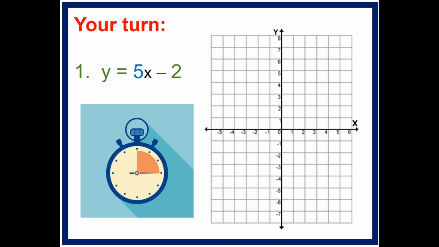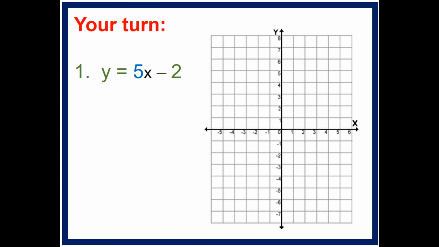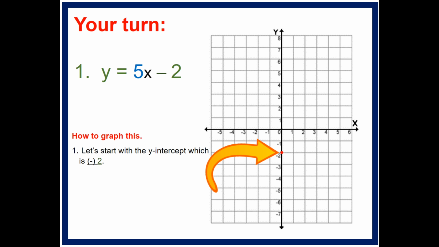Are you ready? Okay. Let's graph this linear equation. How to graph this? We have 3 steps. First, let's start with the y-intercept, which is negative 2. Look for negative 2. There it is. Let's put a dot in it. There you go. That is our negative 2, our y-intercept.